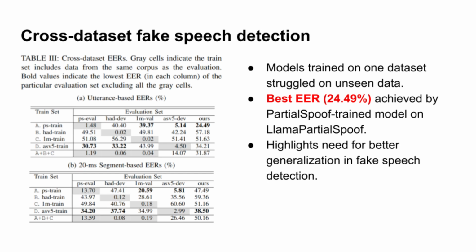One of the main findings of our research is that detection models trained on one dataset often fail when tested on unseen datasets. The best performance we observed was an equal error rate, EER, of 24.49%, achieved by a model trained on PartialSpoof and tested on LlamaPartialSpoof. This highlights the need for better generalization techniques in fake speech detection. Table 3 presents the detailed utterance-based and 20-millisecond-based EER results. The utterance-based result can be interpreted as a detection evaluation, whereas the 20-millisecond-based result can be interpreted as a localization evaluation.